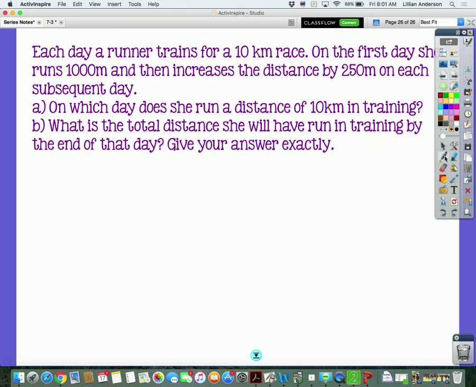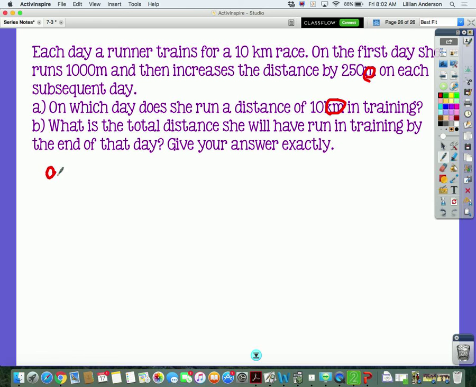Now, the one thing that you have to realize is that first off, you have differing units. You have meters on one, and then you're trying to figure out kilometers. And if you remember anything about your conversions, King Henry died while drinking chocolate milk. I think that's the one that I hear the most from students. The conversion from kilometers to meters is multiplying by 1,000. So 10 kilometers is actually 10,000 meters. And so we are trying to figure out on which day does she run this particular distance. So basically 10,000 meters represents an nth term, an nth day, a part of the sequence.